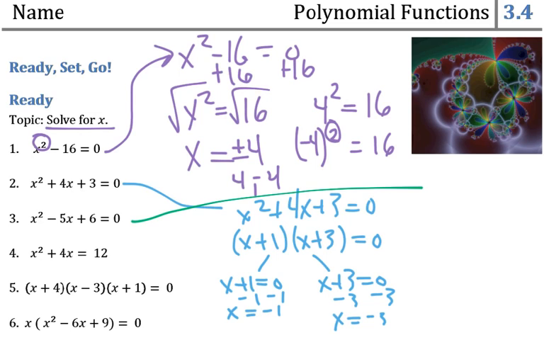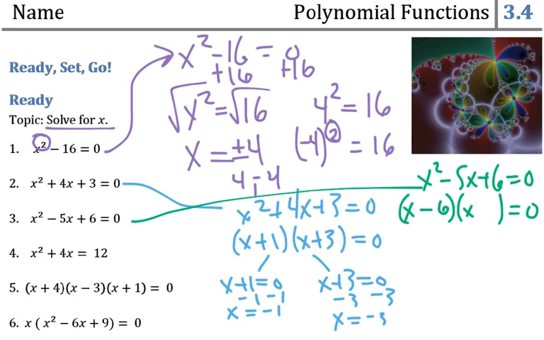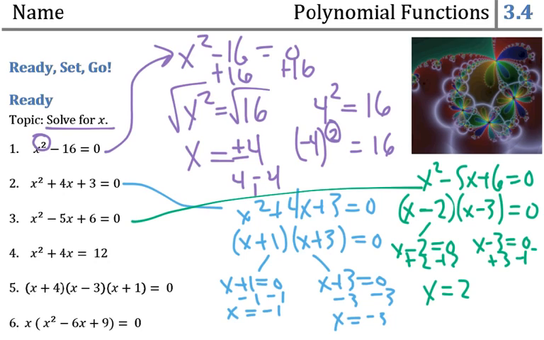Okay, number 3. x squared minus 5x plus 6 equals 0. Same thing. Factor it down. We get x, oh no, x not minus 6. That one wouldn't work, would it? x minus 2, x minus 3. Set those separately equal to 0, and then solve for x. So we get x equals 2 and x equals 3. Okay?